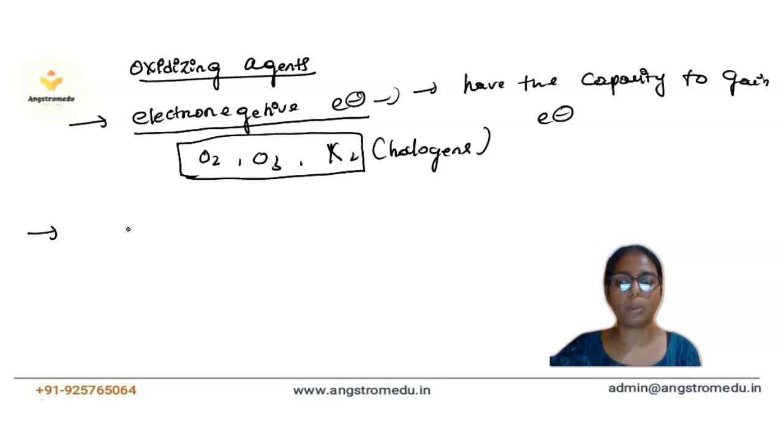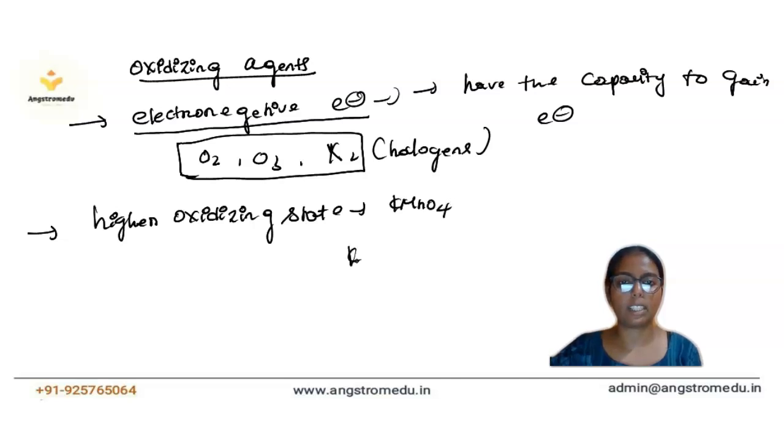And if you look at the compounds containing an element that has a higher oxidation state, for example KMnO4, K2Cr2O7 and HNO3, these act as oxidizing agents.